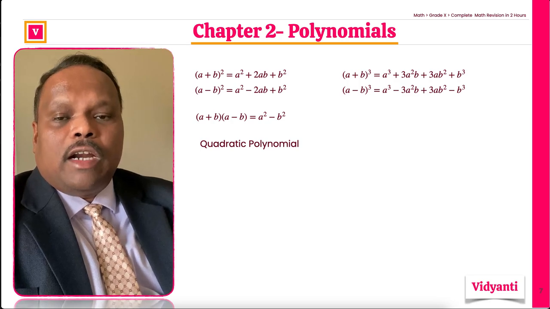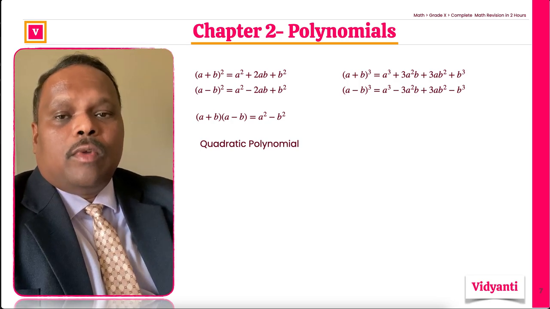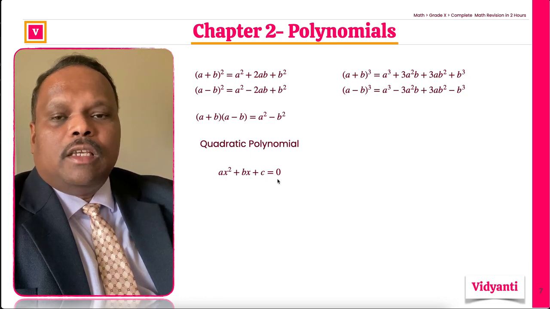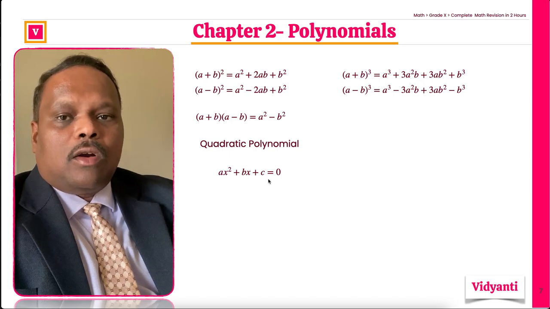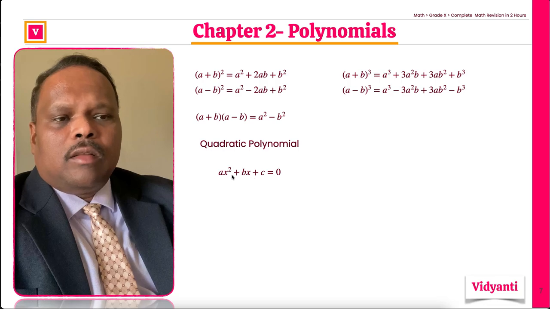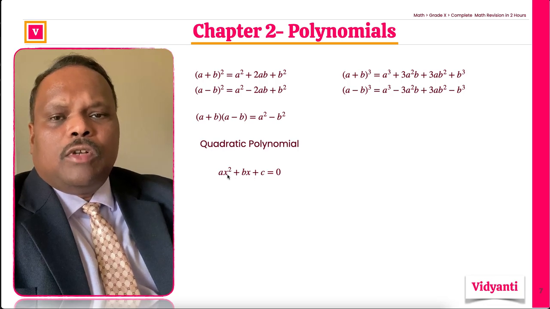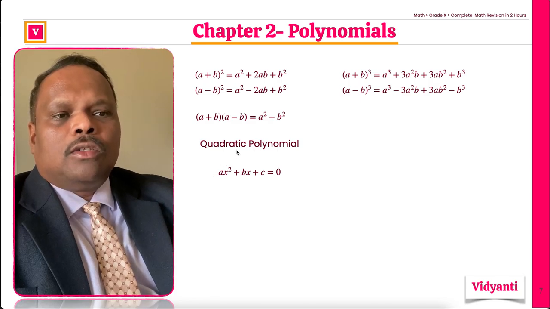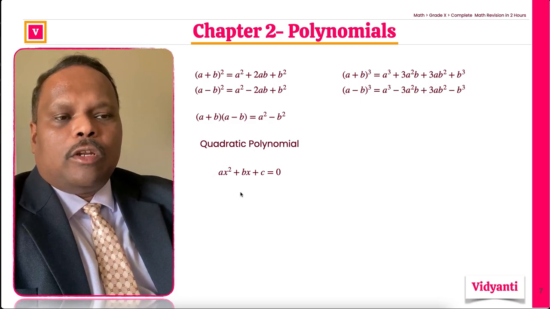If they say quadratic polynomial, it means maximum power will be 2. So it will be in the form of ax square plus bx plus c equal to 0. a, b, c are coefficients. They will be just numbers, and x is a variable here. Maximum power of x is 2. So you will have an x square term. You cannot have higher than that, which is x cube and so on. So this is what they mean by quadratic polynomial.